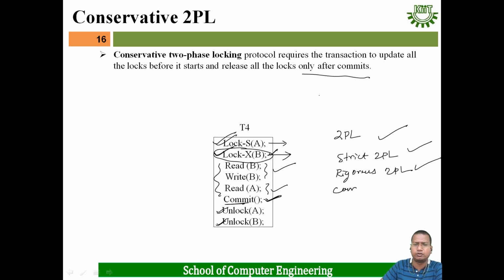Then conservative 2PL, whether conservative 2PL is supported in this case or not. For conservative 2PL, whatever data items are present in the transaction, first it will apply locks on all the data items. Then after the operation, it will execute the commit statement. Then it will apply the unlocking of all the data items. Okay, it is supporting. That means conservative 2PL is supported in this case. Okay, this is all about various types of 2PL, two-phase locking protocol.